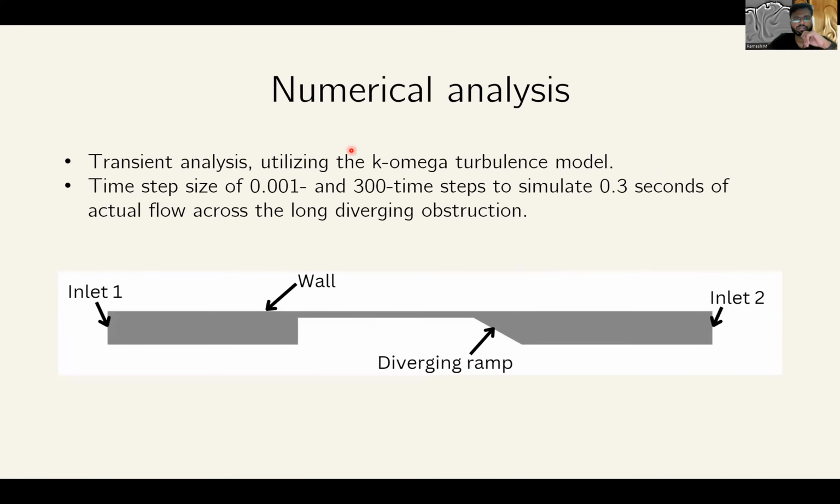For numerical analysis, Ansys is used, and it is a transient analysis since the inlet velocity itself is a function of time. The k-omega turbulence model is used to capture near-wall effects, and a time step size of 0.01 with 300 time steps is used, which gives us 0.3 seconds of physical time. With this data, we can take a point before the obstruction and after the obstruction, and calculate the pressure drop across it.